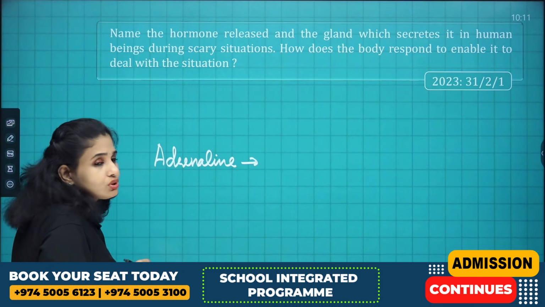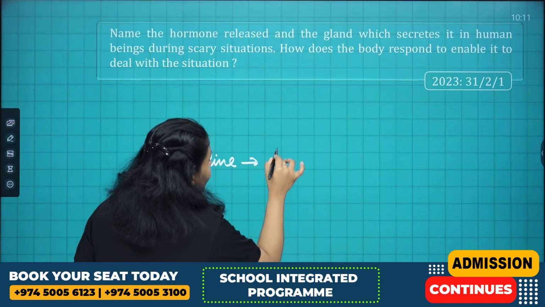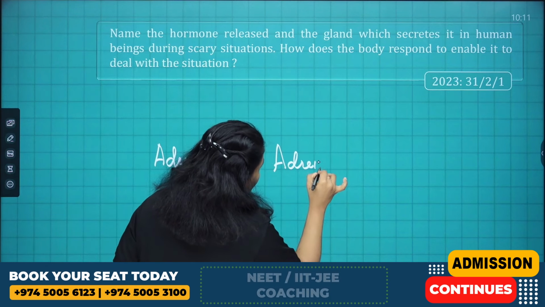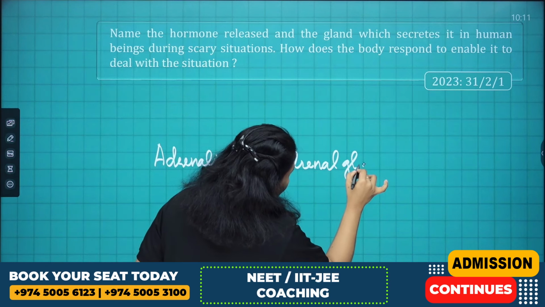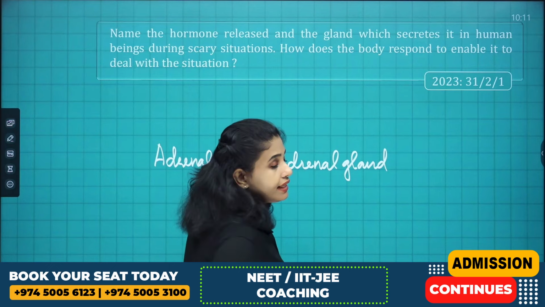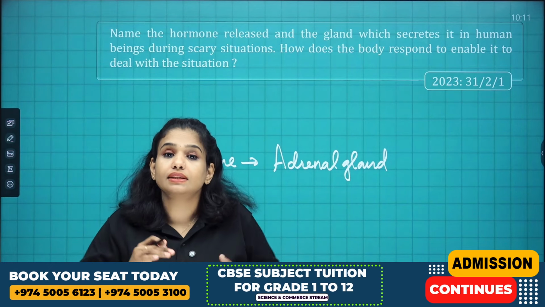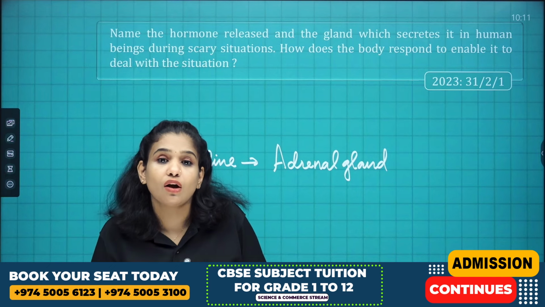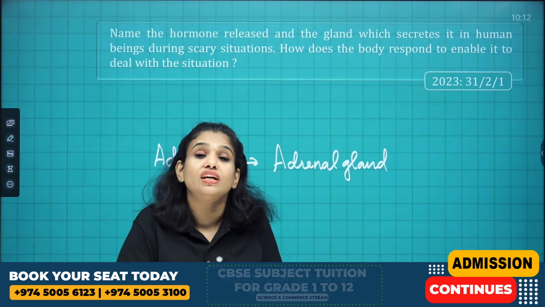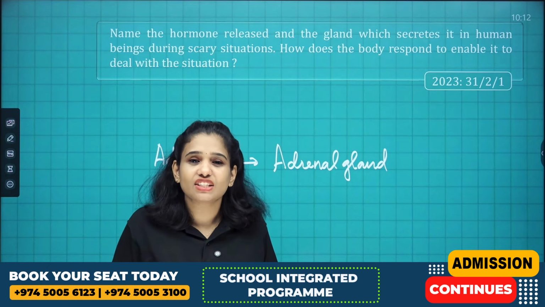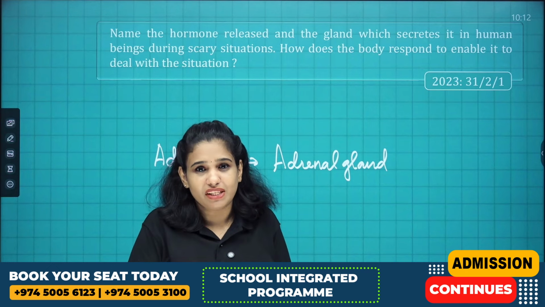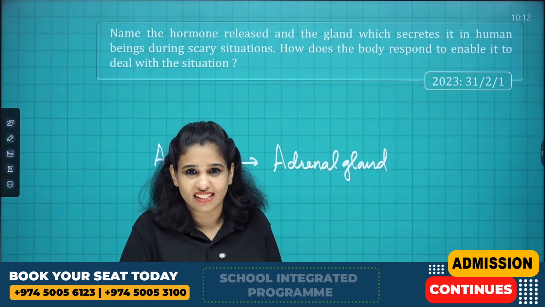It is secreted by, produced by the gland called the adrenal gland. The adrenal gland is situated above each kidney. So we have a pair of adrenal glands, and this adrenal gland produces the hormone adrenaline, which helps us to fight or flight. That means to face the scary situations.